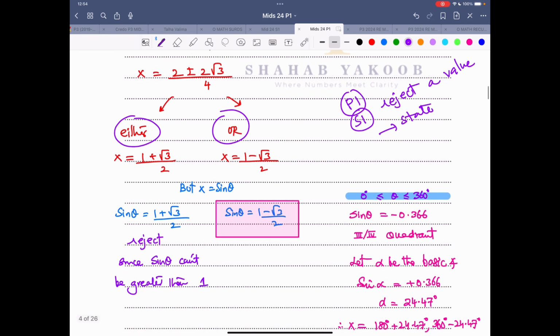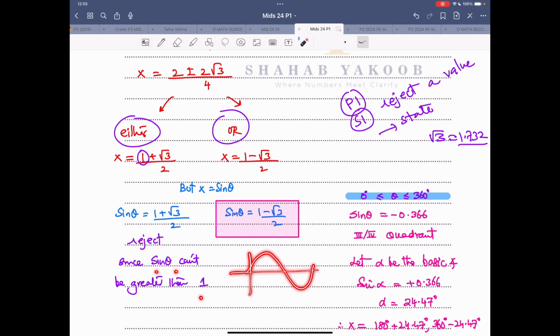So now this is 1 plus root 3 over 2. Root 3 has a value of 1.732. So 1.732 plus 1 is 2.732 divided by 2. This is naturally greater than 1. What is x? X is sine theta. How can you accept a value of sine theta greater than 1? Because the maximum value of sine is 1. The minimum value is -1. So that is the reason for the rejection.